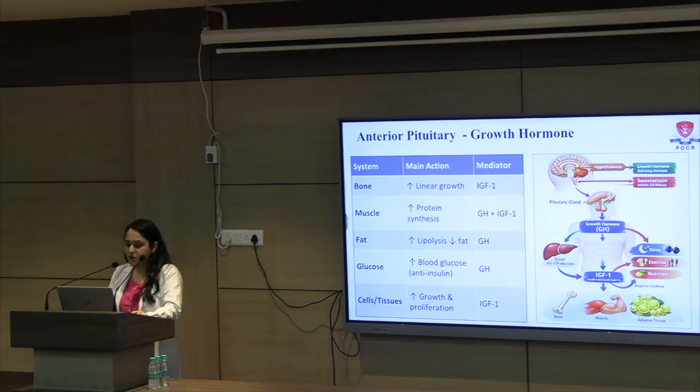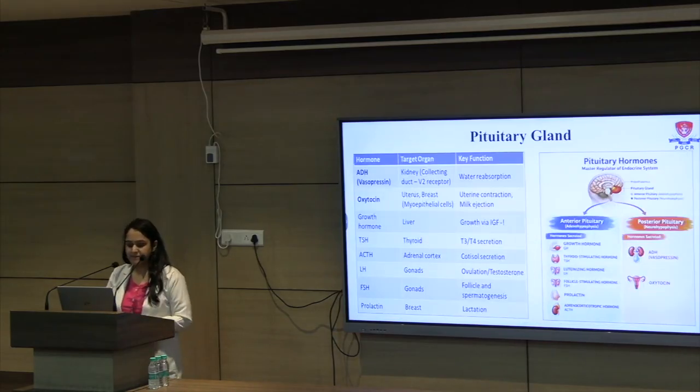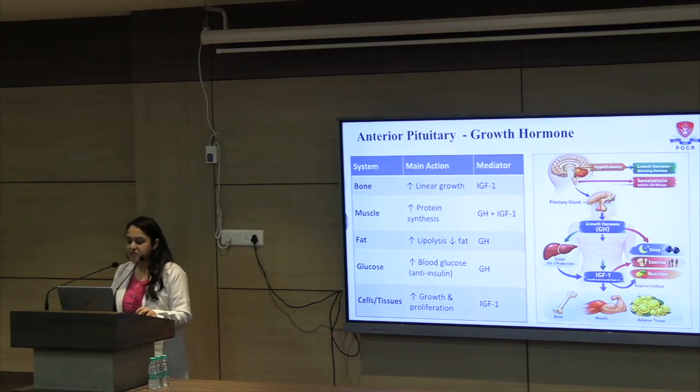Now coming to the first hormone, growth hormone, which is secreted by the anterior pituitary. The release of growth hormone is stimulated by growth hormone releasing hormone and inhibited by somatostatin. It acts both directly and via IGF-1 produced from the liver. It promotes linear growth, protein synthesis, lipolysis, raises the blood sugar levels, and also helps in tissue growth and proliferation.